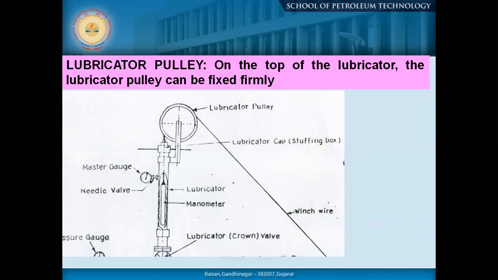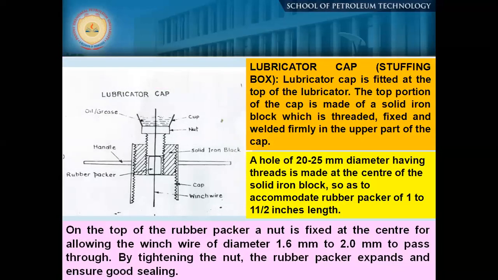You see the pulley is also attached with an L sort of thread. So this length, the rod, is your lubricator, and you are attaching a pulley so that you can lower down or pull in properly. Then this is a lubricator cap. If you see the detail of the cap, you see the winch wire is passing through the cap. On the top is a cup nut, and you have a solid iron block, and inside that you have a rubber packer.